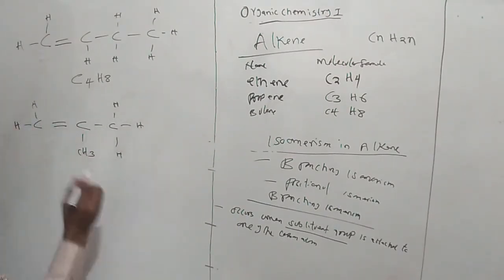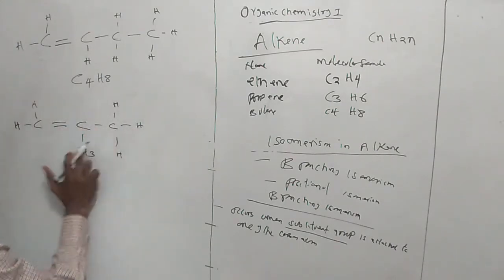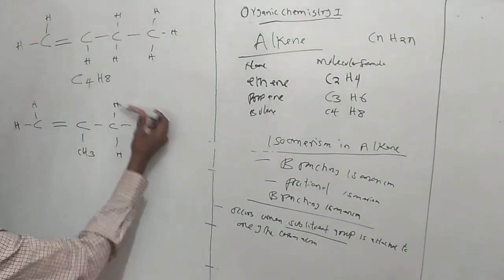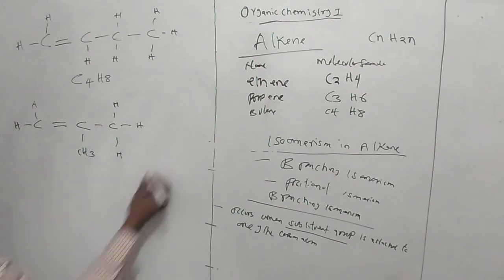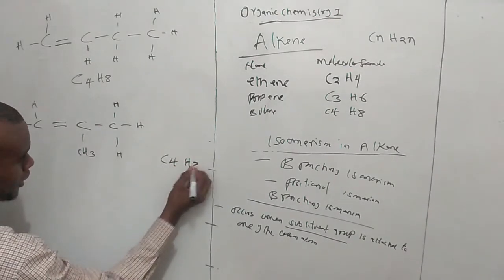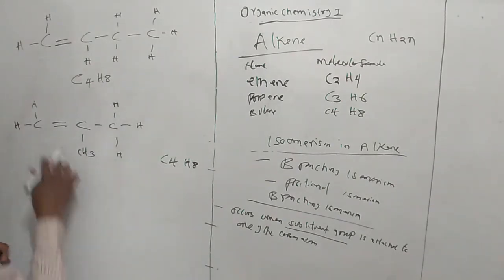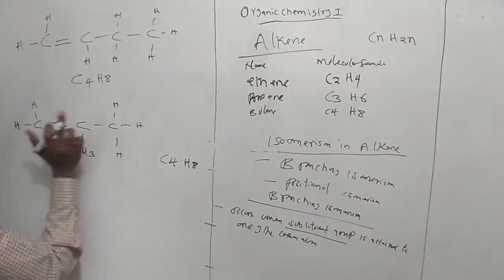Each carbon must have only 4 bonds: 1, 2, 3, 4. Now the hydrogens we have here are 1, 2, 3, plus 3, 6, 7, 8. So now we still have C4H8. But the difference between this and this is that on this carbon we have attached a substituent group of methyl to one of the carbon atoms.